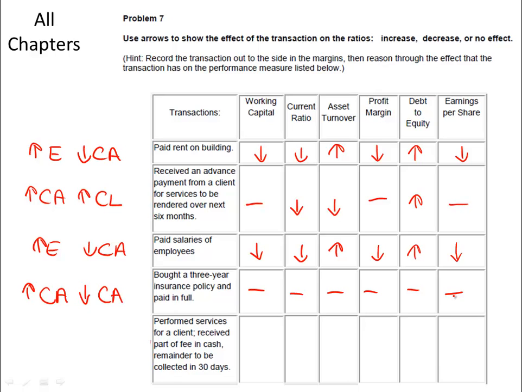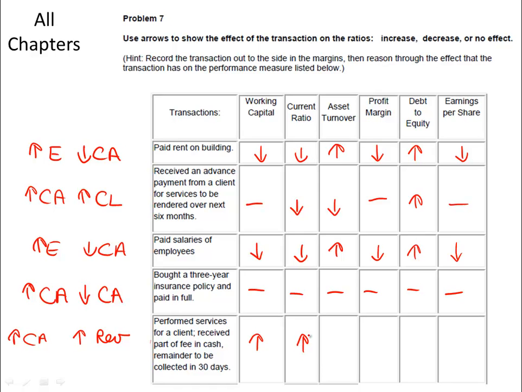If we perform services for a client and receive part of the fee in cash, that means our current asset cash will increase and the remainder will be collected in 30 days, which means our current asset accounts receivable will also increase, and our revenue will also increase. So notice our current assets are increasing and our revenue is increasing. If that's the case, working capital will increase because current assets increased.